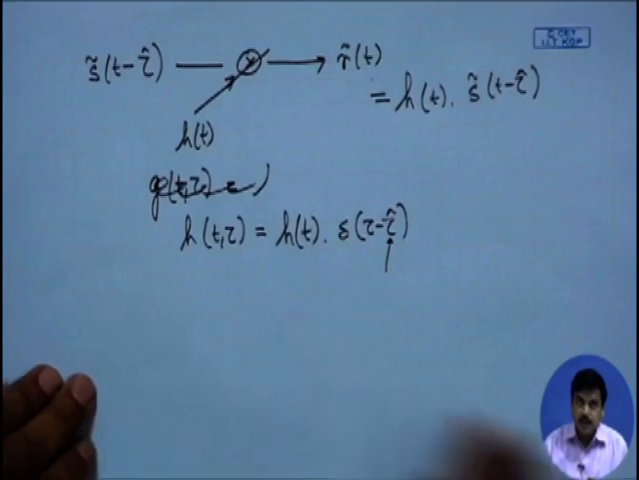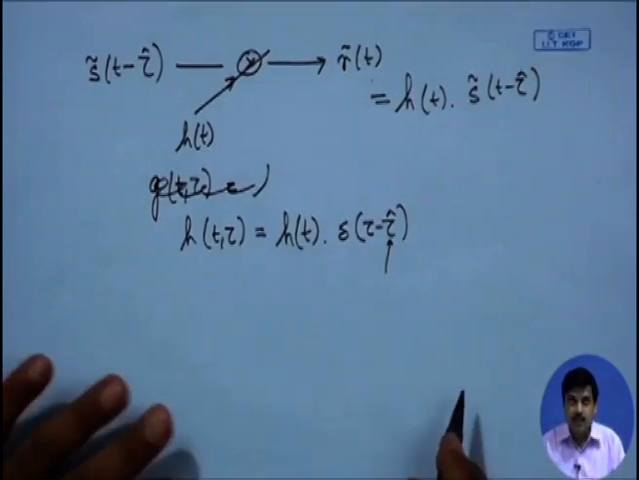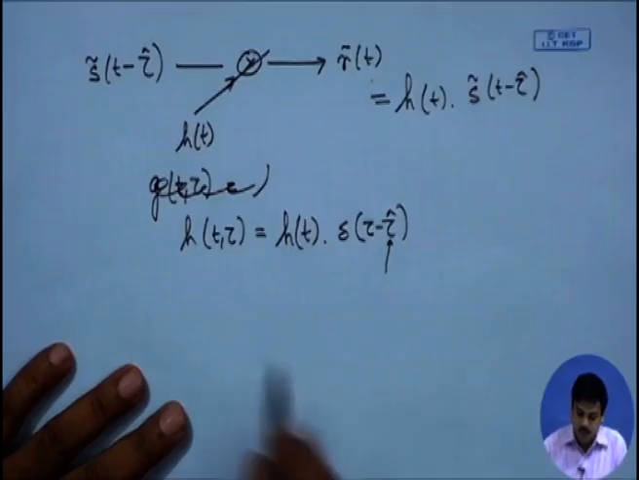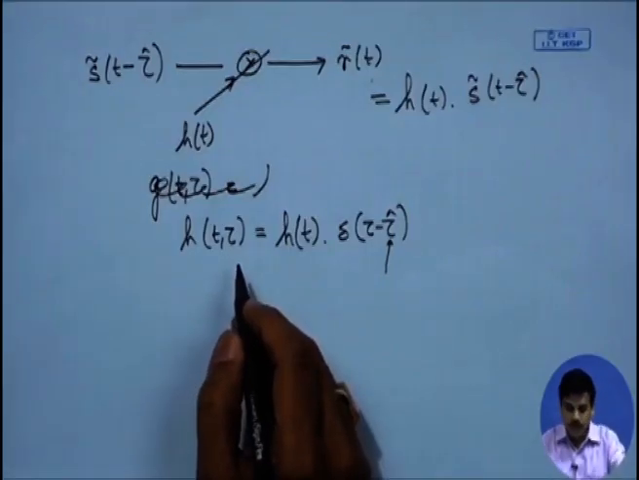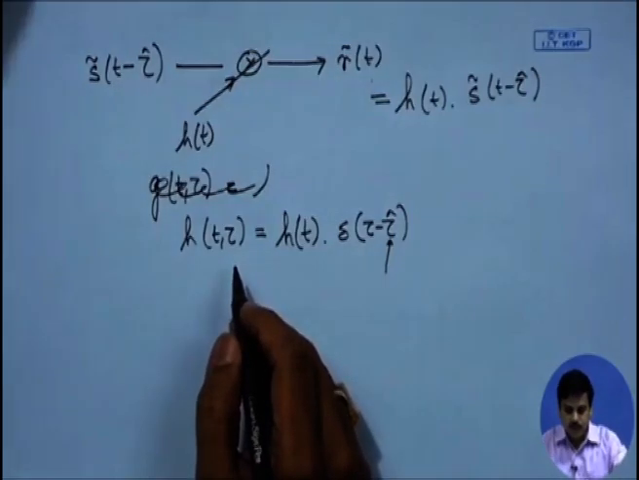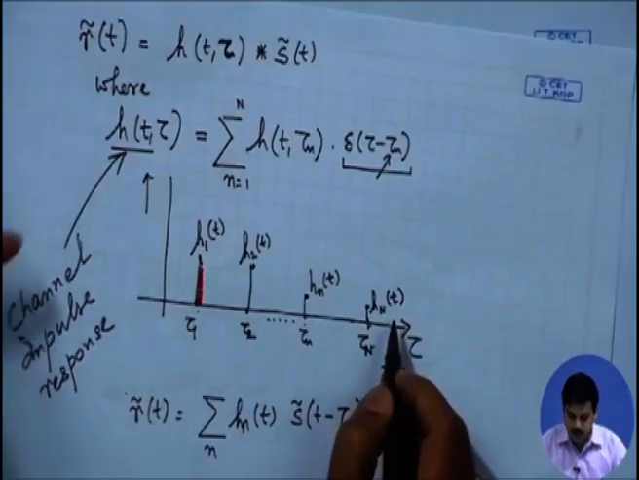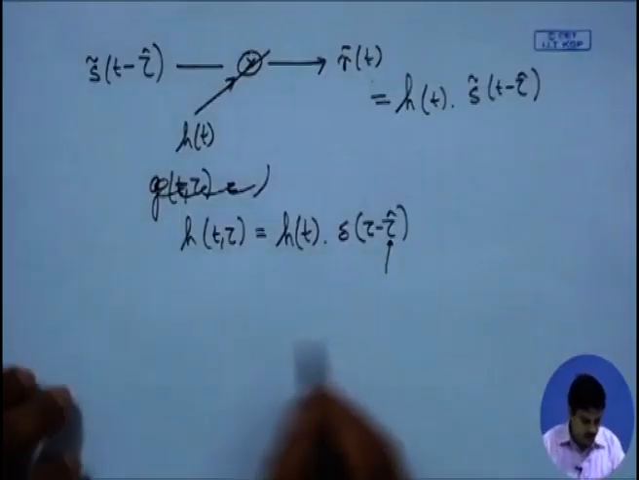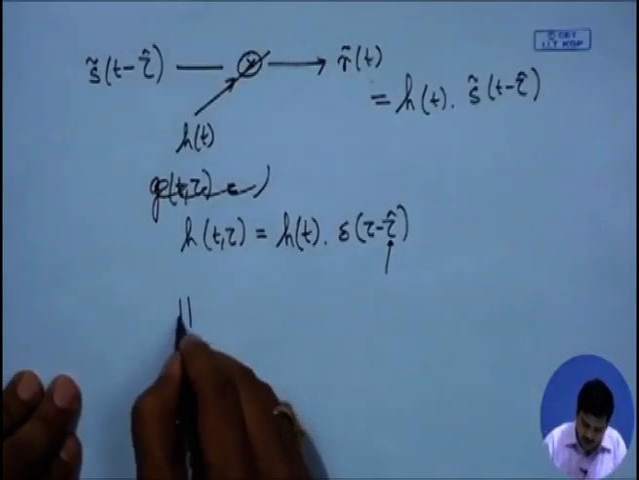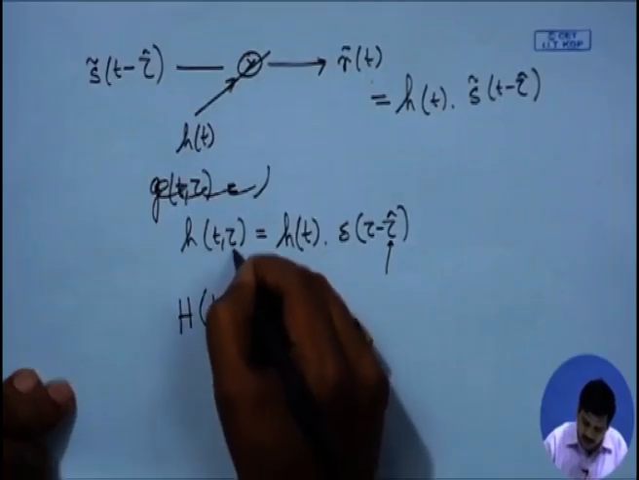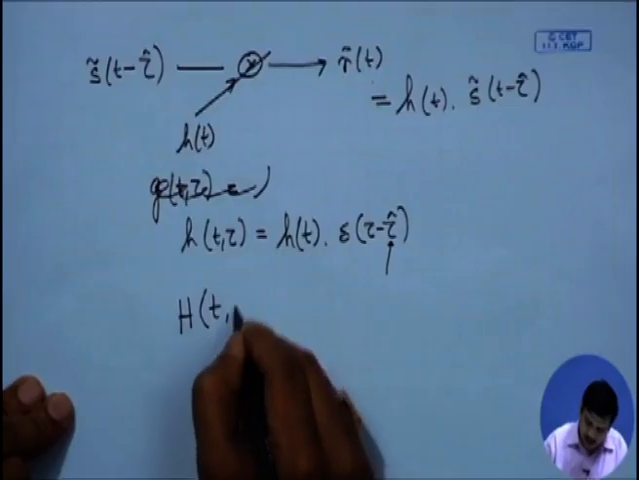Now, when we study filters, we study channel impulse response as well as the frequency transfer function. To study the frequency transfer function, we need to take the Fourier transform across the delay domain. So, that means we have to take the Fourier transform across this axis. So, if we take the Fourier transform across this axis, we could get h of t, because we are not taking the Fourier transform in the t axis, we are taking the Fourier transform across this axis.